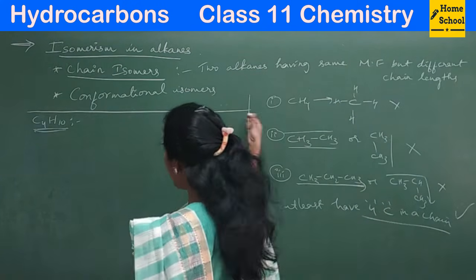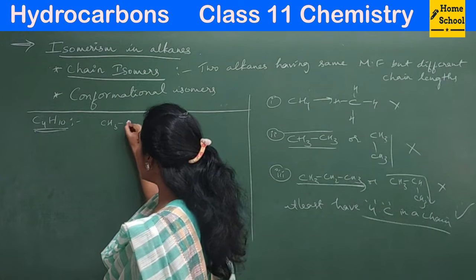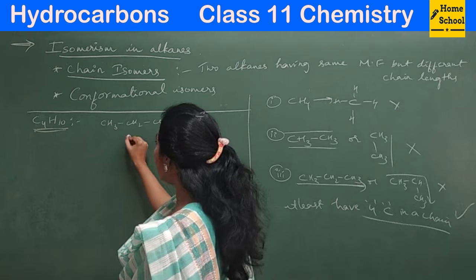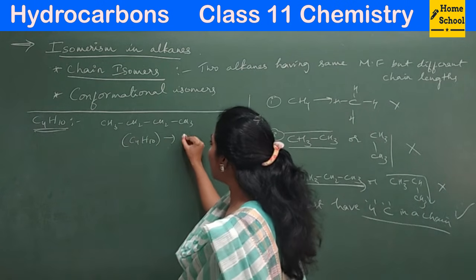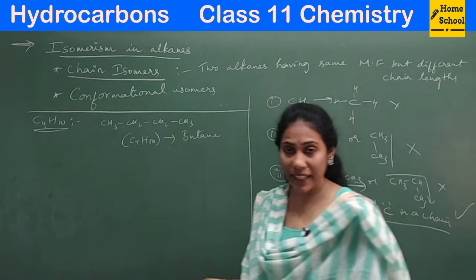How many ways can this C4H10 be written? One is a straight chain compound: CH3, CH2, CH2, CH3. What is its formula? C4H10. What is its name? We will call it butane.